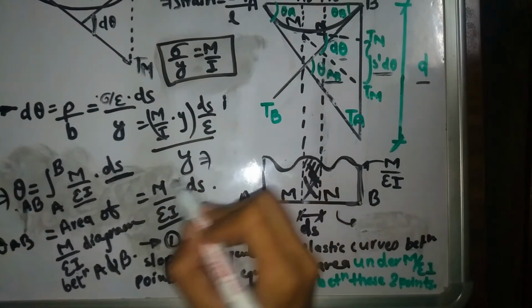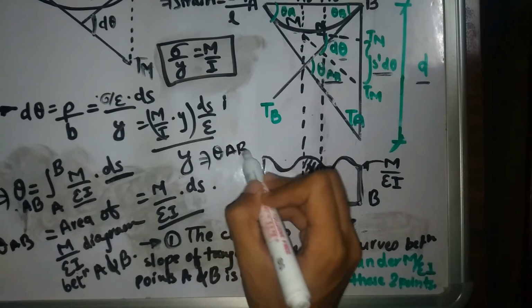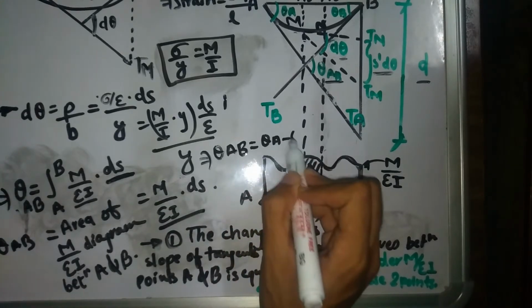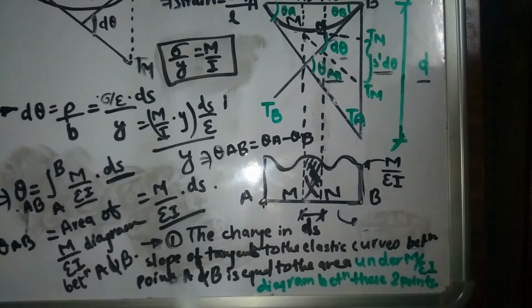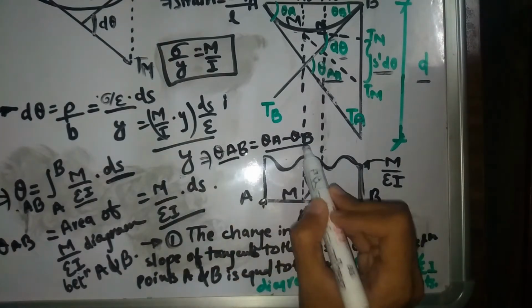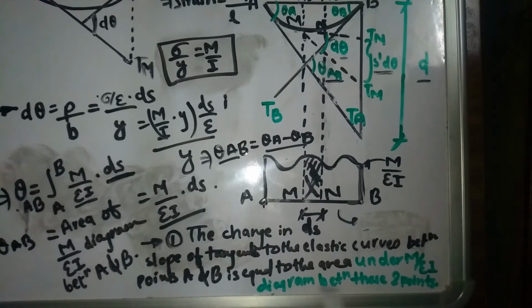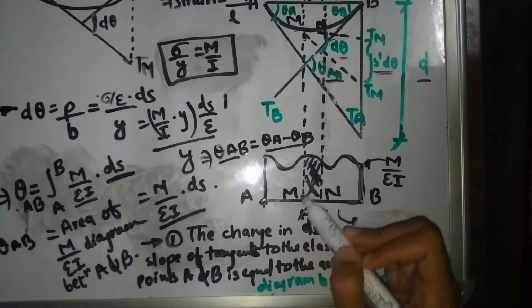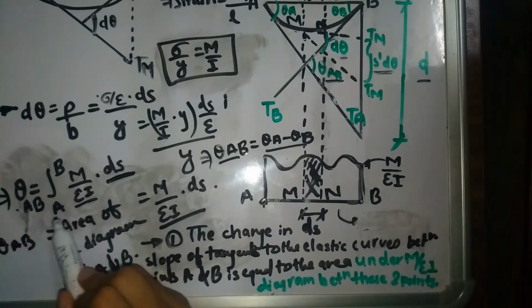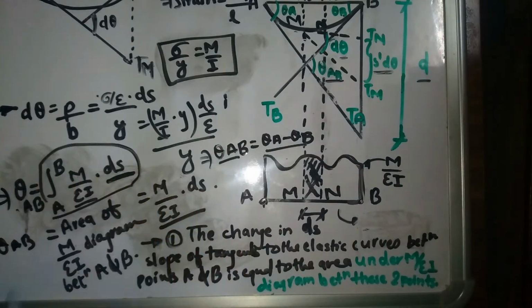Right now we have calculated this theta AB. Change in slope means theta A minus theta B. The change in slope of tangents to the elastic curve between points A and B, which means theta A minus theta B, or theta AB, is equal to the area under the M by EI diagram between these two points.